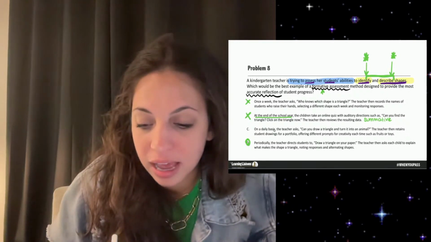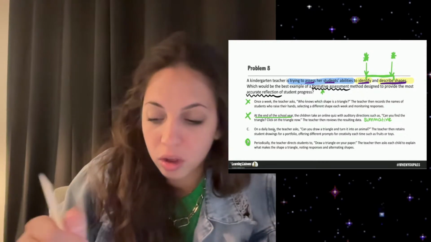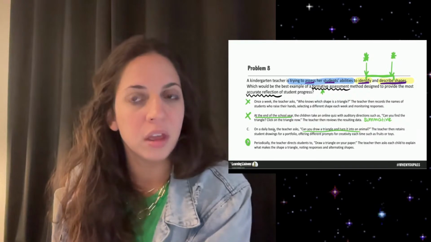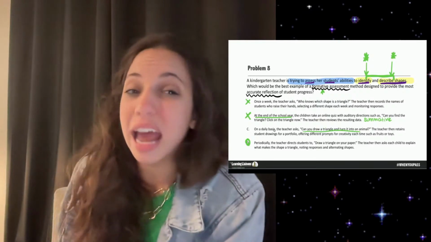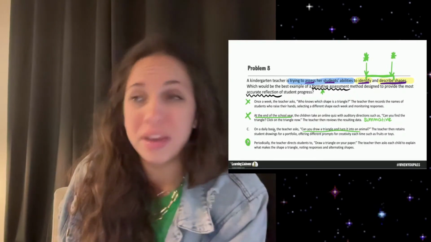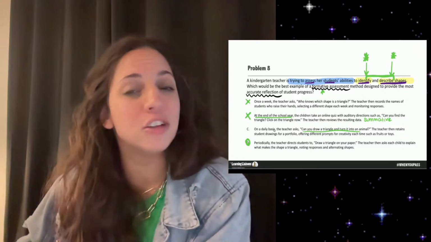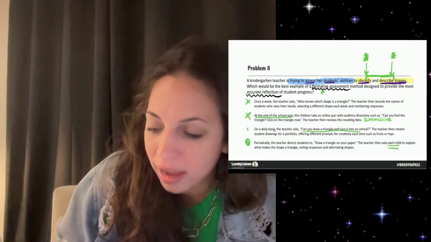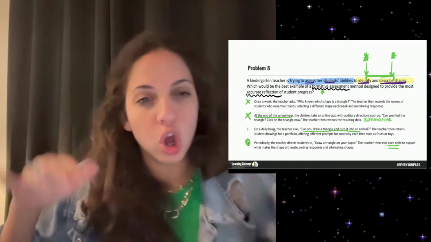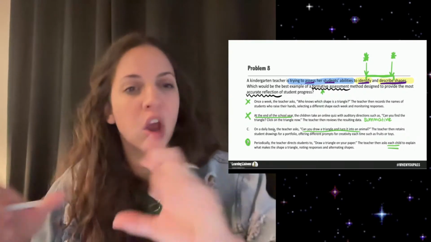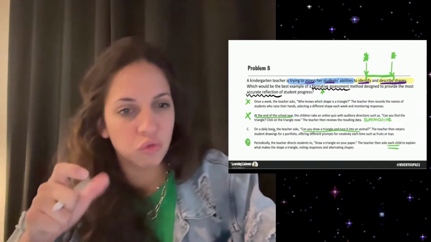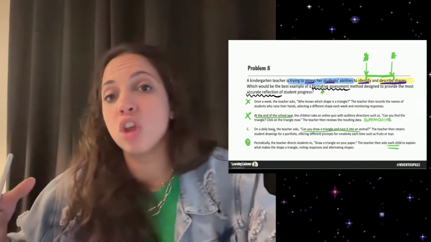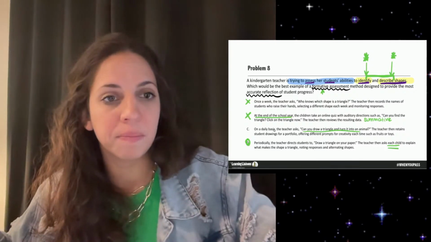Because this, again, can you draw a triangle and turn it into an animal? And then she shoves them away in a portfolio. Well, it shows that I could draw a triangle, but it doesn't show that I can describe the attributes either. But if the teacher is asking each child to explain, noting their responses, and then alternating shapes, that teacher is really trying to figure out what those kids know, what they don't know, so that she can form her instruction.